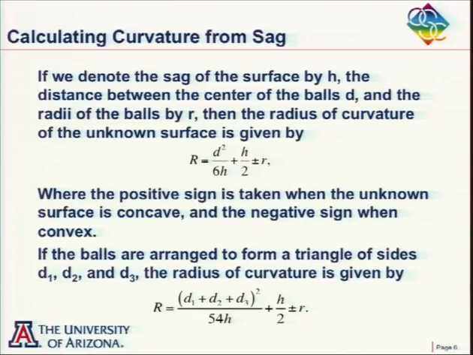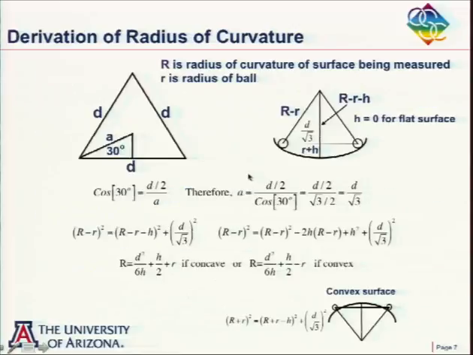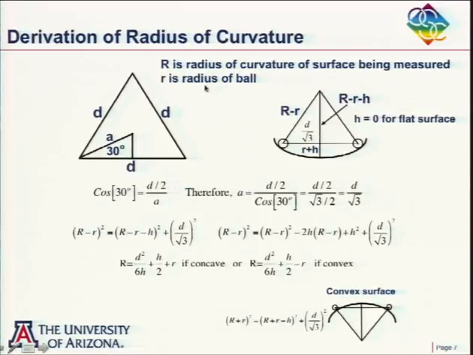R is d squared over 6h plus h over 2 plus or minus r, where we have the positive sign if it's concave and the negative sign if it's convex. And I want to just go through a short derivation of this expression here. It's not too difficult. Let's show it here.